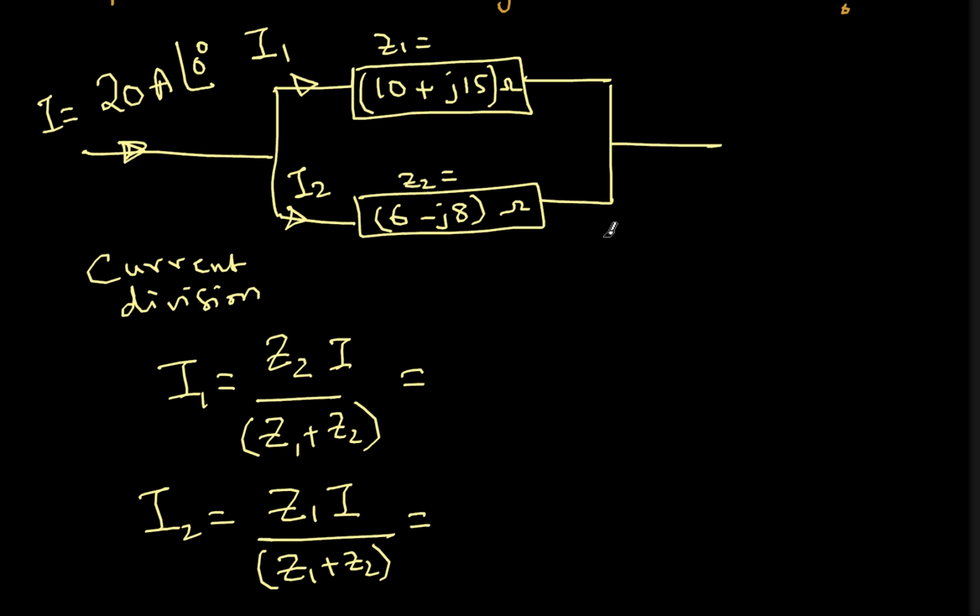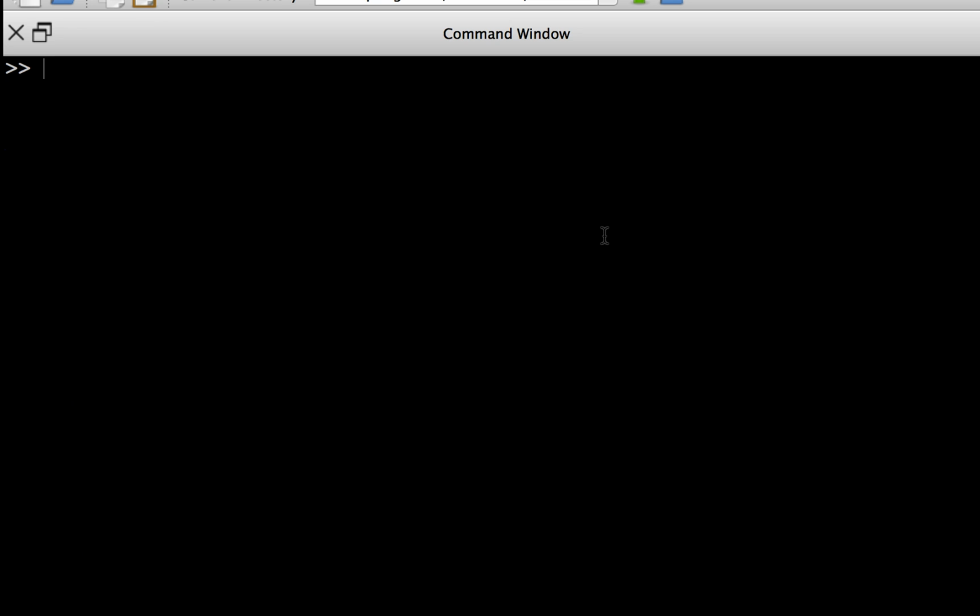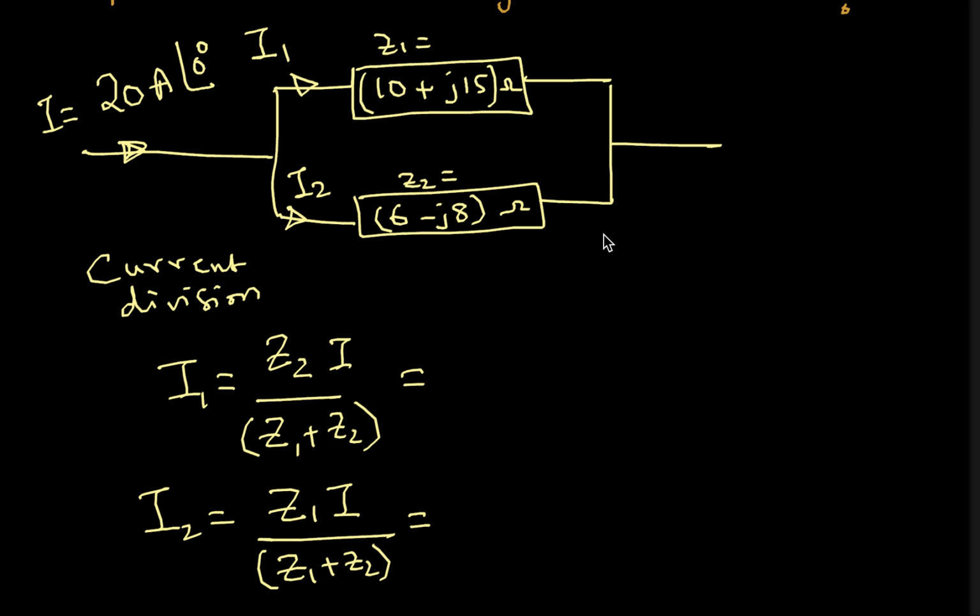So let me quickly calculate this. So I go back to my calculator. I'll just clear everything. So first let me define my impedances. So Z1 equal to 10 plus J15.